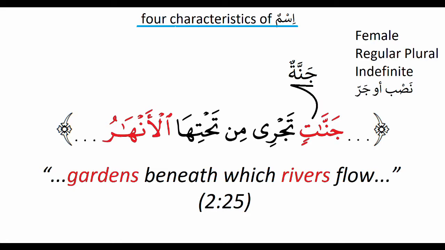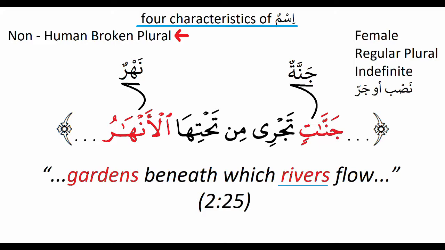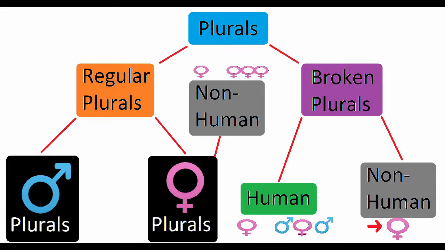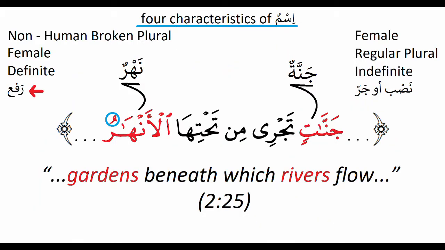Now the next word, al-anharu, comes from naharun. It sounds a bit odd. It doesn't sound like any plural we had in this video. That's because it is a broken plural, non-human in fact. That means that it is treated as singular feminine. It is also in rafa because of the dhamma it has, and it has an L, which means that it is definite.